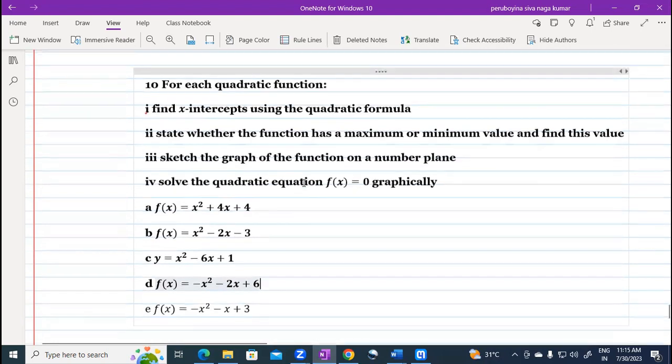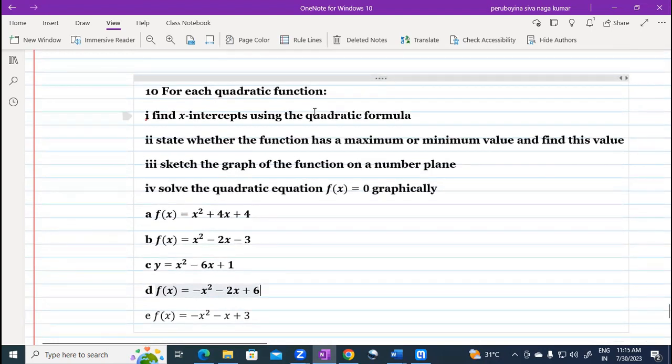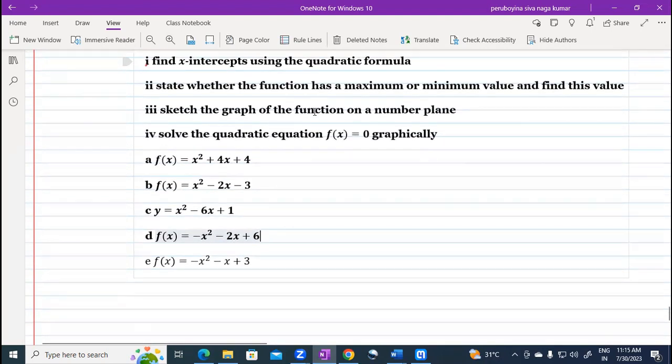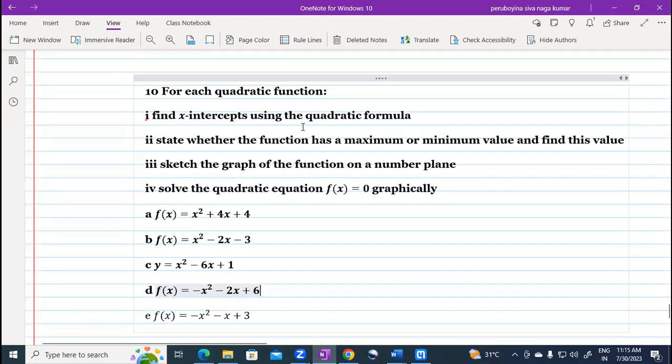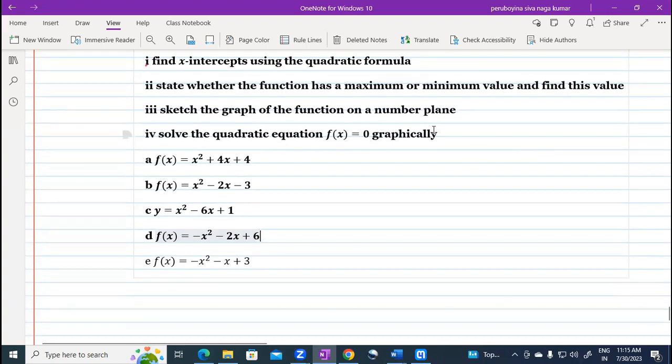What it says is, for each of the quadratic functions, find the x-intercepts using the quadratic formula. State whether the function has a maximum or minimum value and find this value. Sketch the graph of the function on a number plane. Solve the quadratic equation f of x equal to 0 graphically.